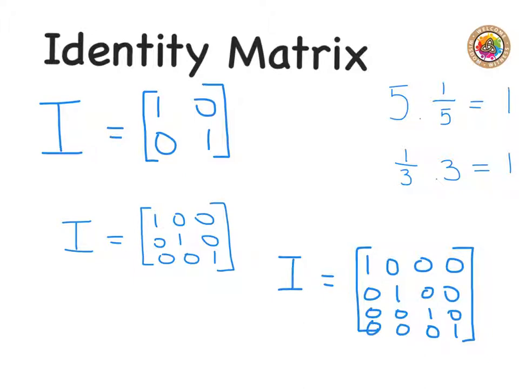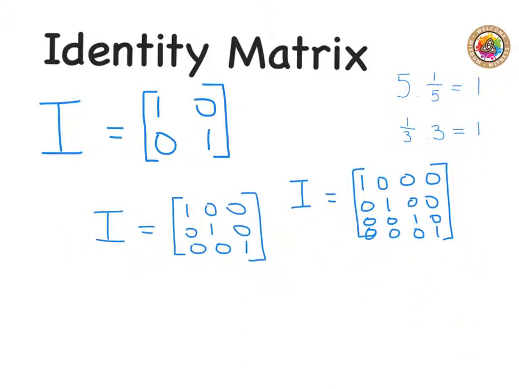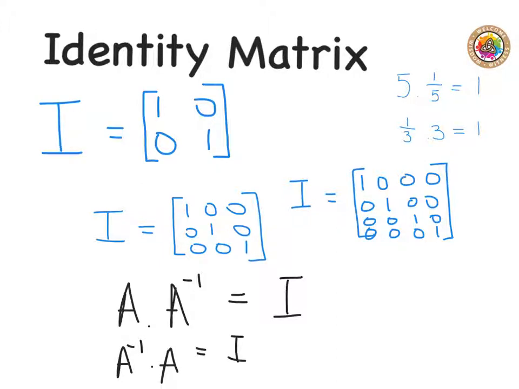Okay, and I suppose the important thing that we want to remember is that if I take any matrix A and I multiply it by its inverse, A inverse, then my answer is going to equal the identity matrix. Similarly, if I was to say A inverse times A, that's also going to give me the identity matrix. So similar to what we had here with our fractions. Okay, and so we're going to look at how we get this inverse.